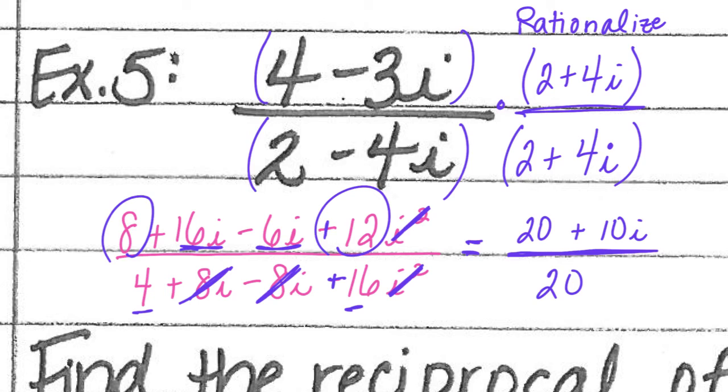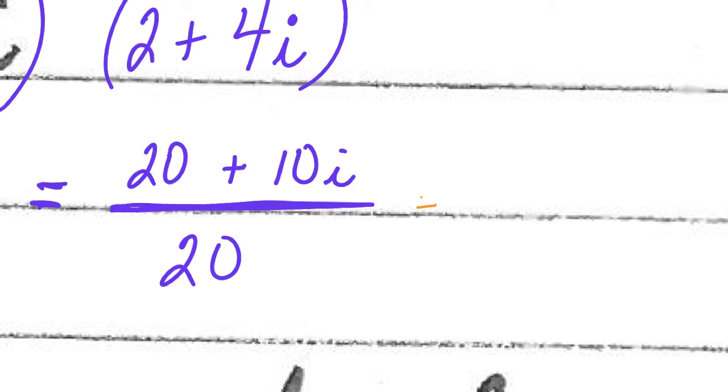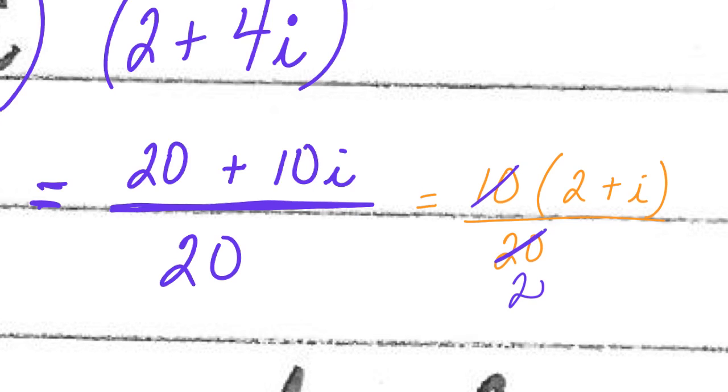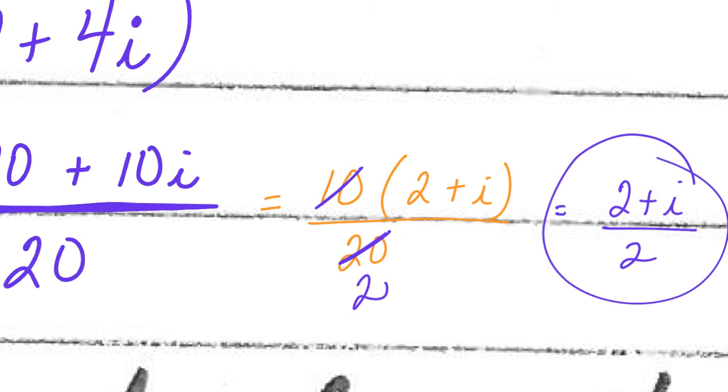Now, can I just reduce these 20s? Absolutely not, because they are connected with an addition sign. So remember, on the top, we can factor out. I'm going to factor out a 10, and I have 2 plus i over 20. Now you can reduce. 10 and 20 can reduce by 10. So my final answer is 2 plus i over 2.